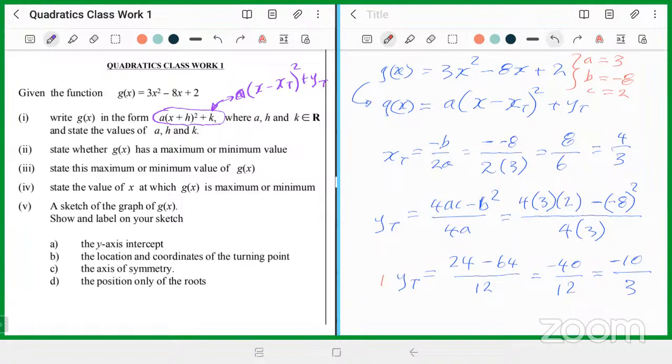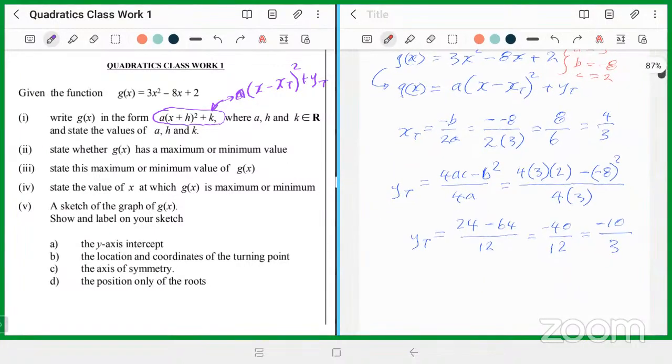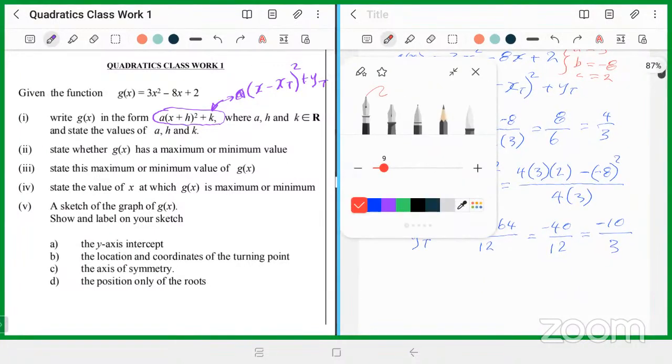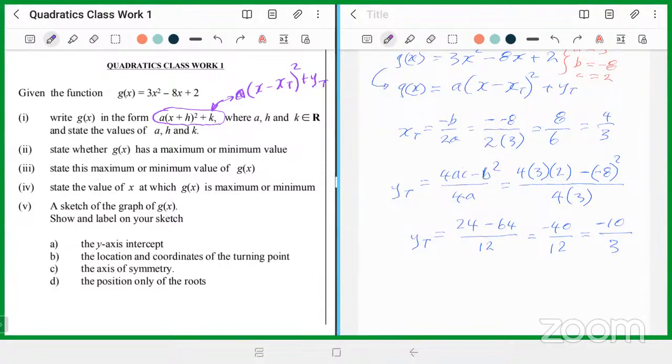So now that I know my a, my xt, and my yt, I can now write the expression in the vertex form when we complete the square. All right, I'm taking my time with this solution. Anybody don't understand something, let me know. All right, so I'm now going to write it. Let me just use a different color. So I'm going to write the expression now and put in the values because I've completed the process.